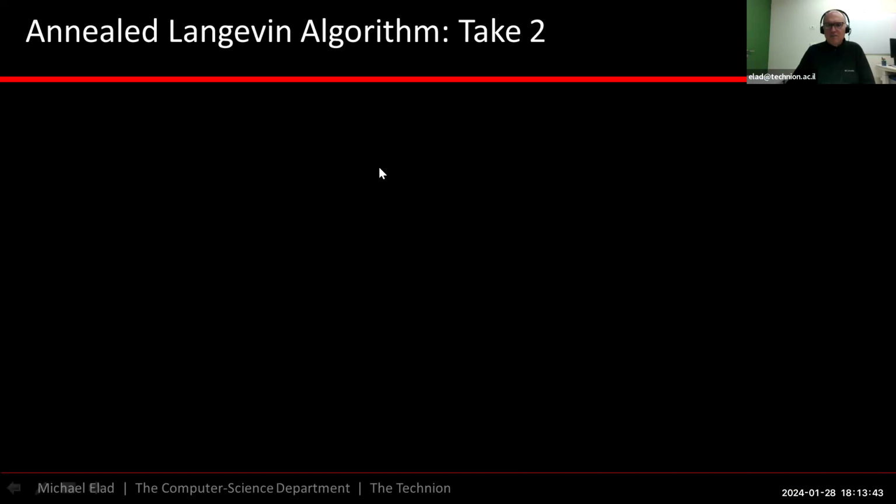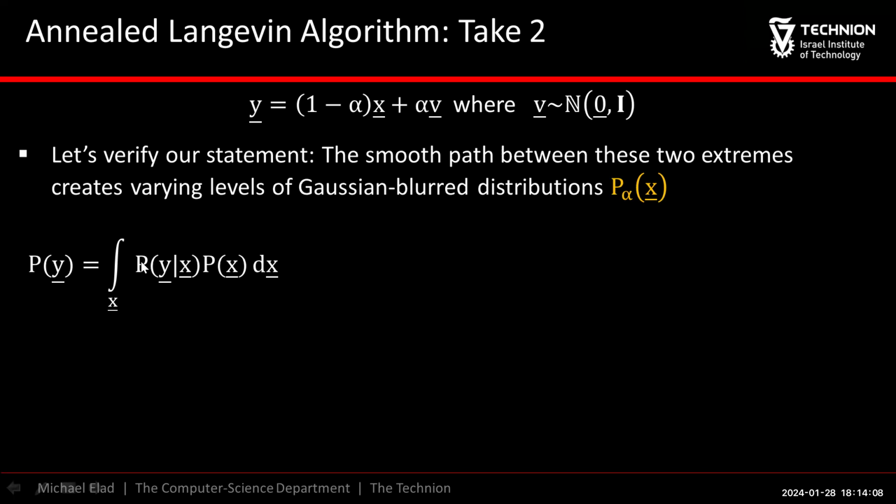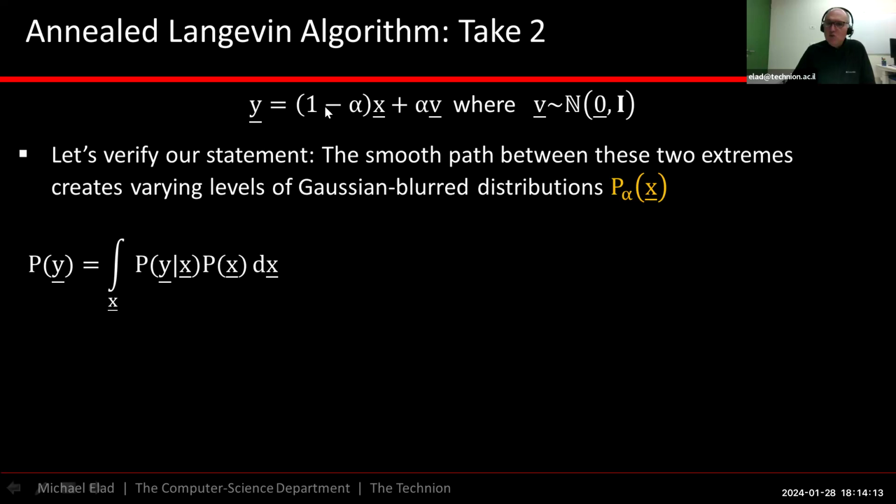So here it is. What is the probability of y? This is the probability of y given x times probability of x dx, just like before. Probability of y given x, please help me out. What is the mean? This is a Gaussian, right? What is the mean of this distribution? It's (1 minus alpha) x. If x is known to me, then the mean is (1 minus alpha) x. What is the variance of it?